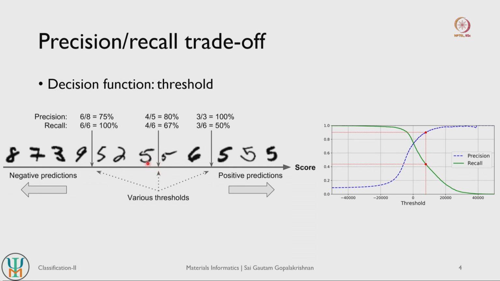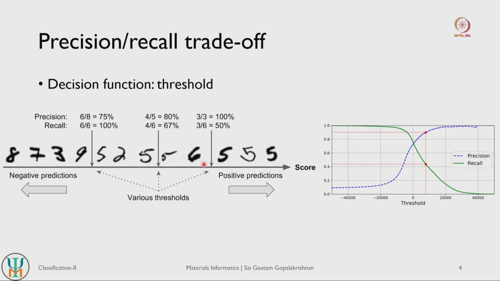For recall, the number of false negatives is important. There is one false negative here and another false negative here. These are actually 5s, but the model is classifying them as not 5s, so these are false negatives, and then there are 4 true positives. So you have a recall value of 4 divided by 6, which is about 67%.